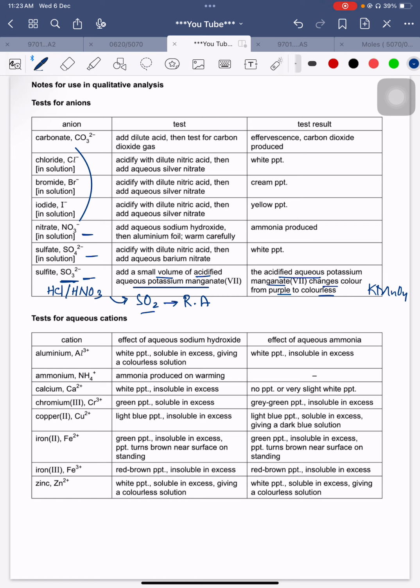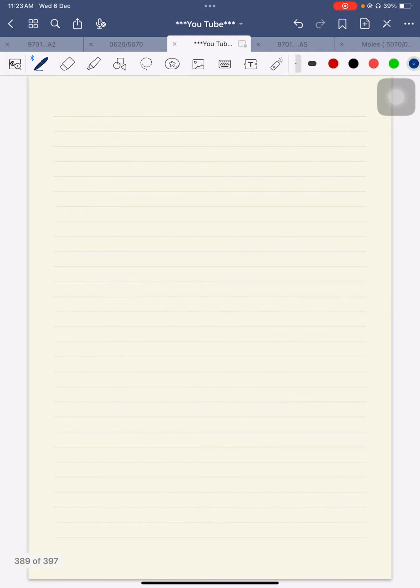And now I'm sharing some notes about nitrate. Guys, look here about nitrates. You can see that nitrate has a formula of NO3 1-, and it can be tested with aluminum foil and NaOH and heat.